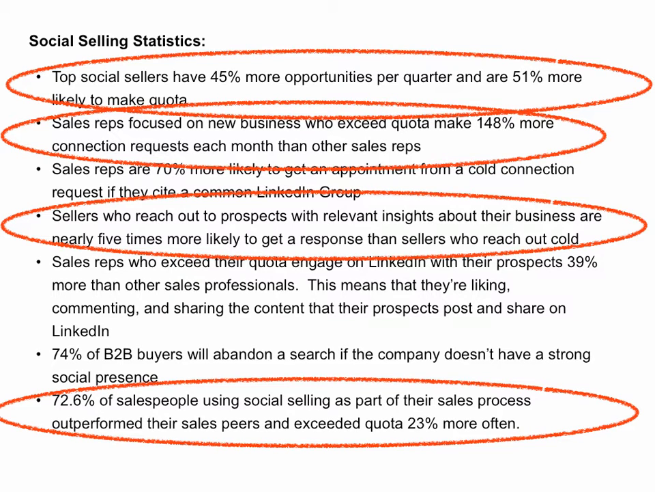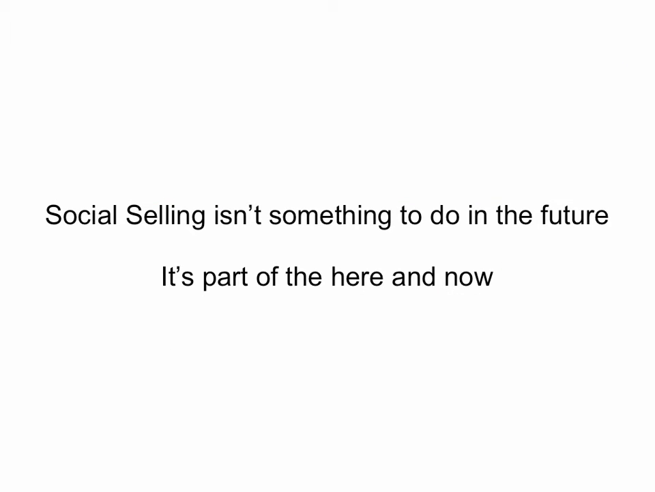The other one too is, basically 73% of salespeople using social selling as part of their process outperform their peers and exceed their quota 23% more often. So the one key takeaway I want you to look at, between the buyers, the sellers, and the social selling side of things, is that social selling isn't something you need to think about for the future. It's here and now. There are so many people starting to use it. You could be on the cusp of moving way ahead of the curve against your competitors. And I would highly recommend you really start leveraging not only LinkedIn, but Twitter, Facebook, Instagram, anything that gives you that competitive advantage. Creating YouTube videos, sharing stuff on SlideShare, and so on and so forth. You really need to look at it.